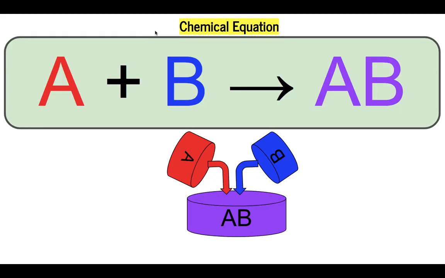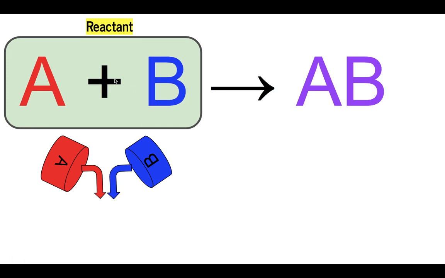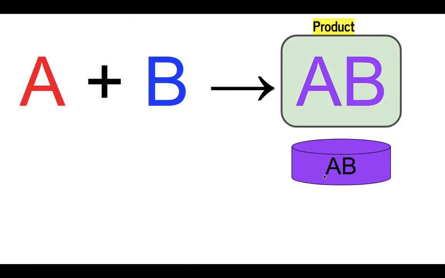Today you'll learn the word chemical equation. It's kind of like a math equation, except instead of an equal sign, there's an arrow. Over here, we have our reactants, or what goes in, and over here, we have our products, or what is produced. Again, reactant is what goes in, product is what comes out.